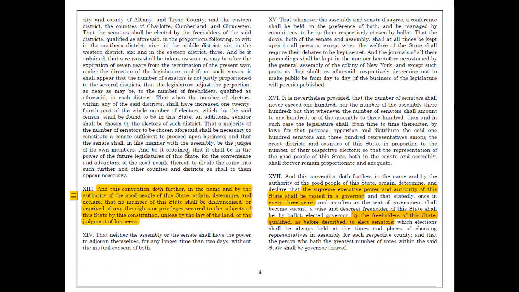Now this is a highly edited version of the New York Constitution, but even here you have to come all the way down to Article 17 before there's a mention of the executive power. Article 17, at the bottom of the right-hand column of page 4, reads, "And this convention doth further, in the name and by the authority of the good people of this state, ordain, determine, and declare that the supreme executive power and authority of this state shall be vested in a governor."